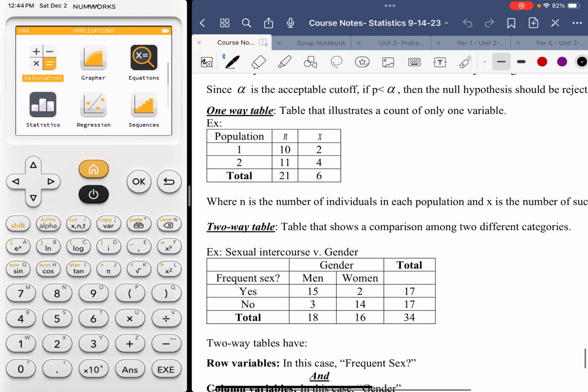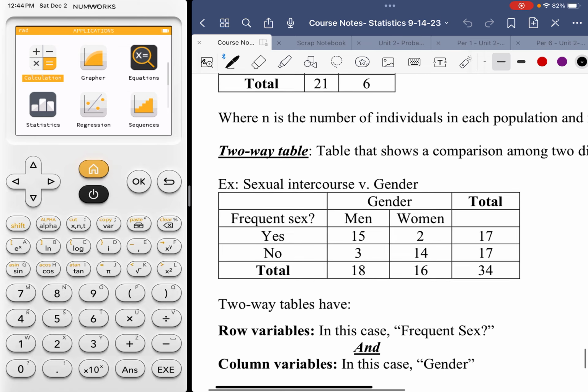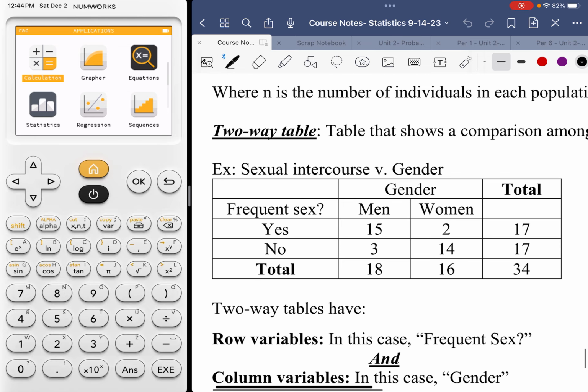So I threw in a table that shows a comparison among two different categories. The categories here would be sexual intercourse and gender. So you have two variables, but each one could have more than one or two populations associated with them. It's just in this case, because I framed it as a yes/no situation, I didn't throw a maybe in there. We would be limited to just the two possibilities within that category, but it could go on and on.